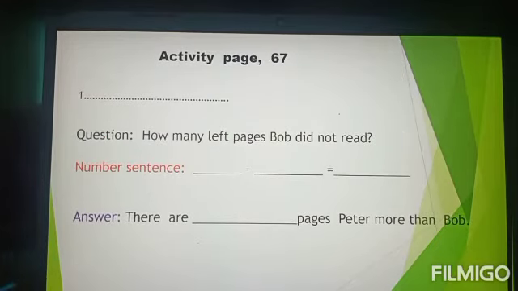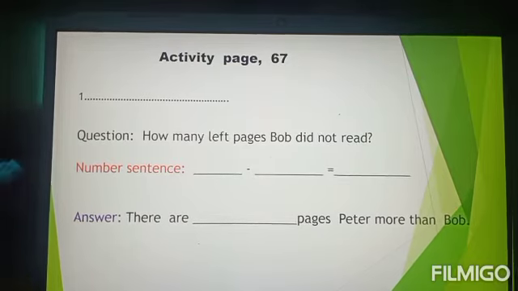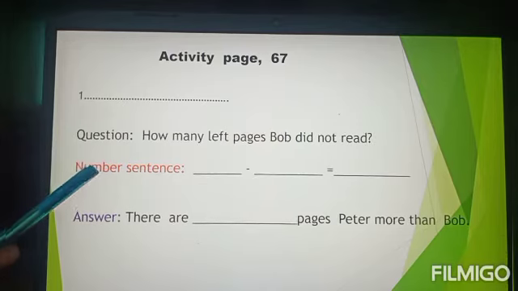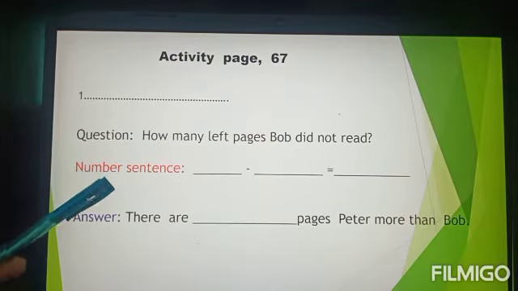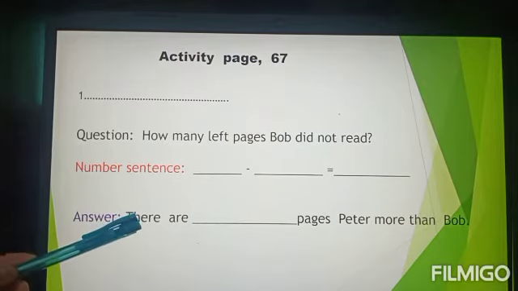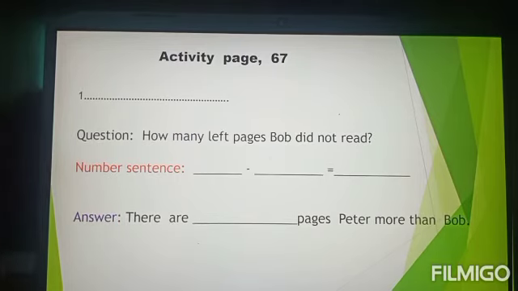Okay, activity page 67. I know that not everyone finished because yesterday we ran out of time. So in page 67, you just copy the question, copy the number sentence, and write the answer as well in words.